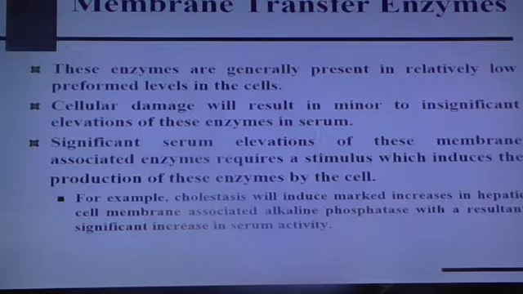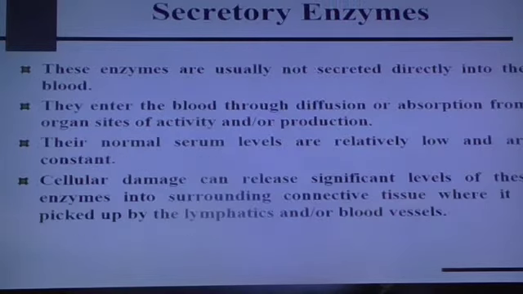Okay? Now, basically, your secretory enzymes are usually not secreted directly into the blood. They will enter the blood through diffusion and absorption from the organ sites of activity and/or production. In other words, amylase and lipase. You have normal levels in the blood, right? Does that mean you have pancreatitis? No, it means they're excreted into the duct system and the blood's going to absorb some of them. So that's why you have a normal level of these. Just having some amylase and lipase in the blood doesn't mean you've got a problem. If you have great increases in them, it tells you that you have a problem. Everybody follow me on that?